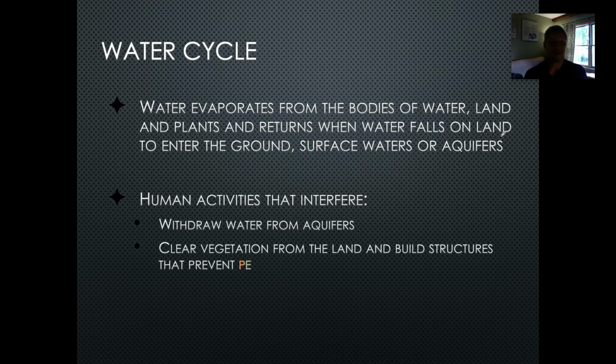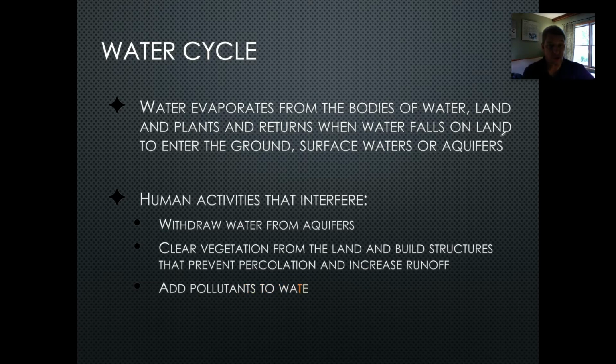We also clear vegetation from the land. All right, there's the deforestation, especially in South America these days, and in many areas of Asia, is a problem because that water cycle is no longer moving through the trees because there are no trees. We build large structures, houses, basements, driveways, parking lots that prevent percolation of the water down through the soil, right? The water can't travel through the pavement. And it increases runoff. So the water just runs off of the surface and directly into a stream or a pond or that sort of thing.